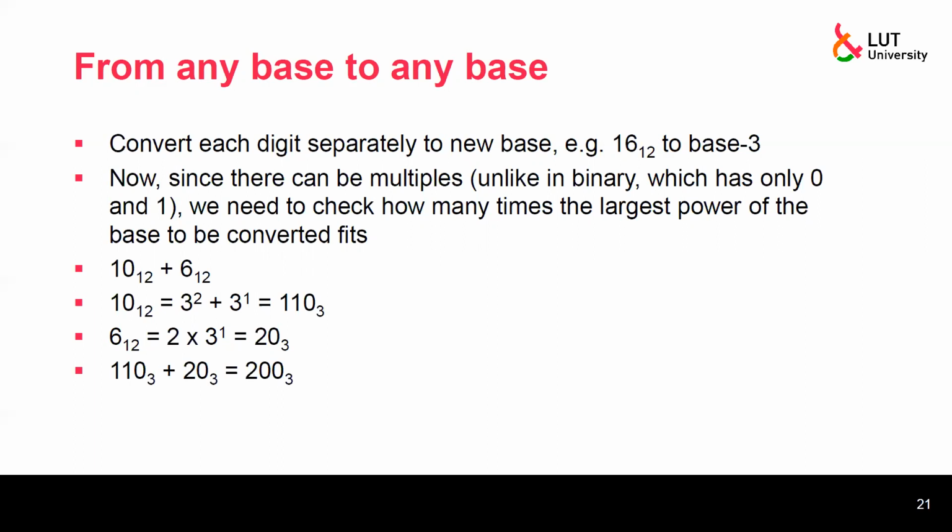And then 110 base 3 plus 20 base 3, we're having 130 base 3, but okay, 3, we cannot represent 3 in base 3, so it overflows, so the first number becomes 2, so we have 200 base 3. And yes, that's 2 times 3 to the power of 2.